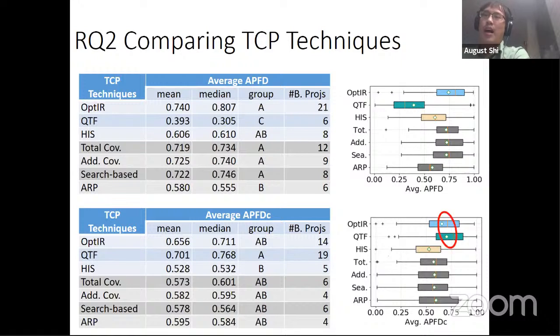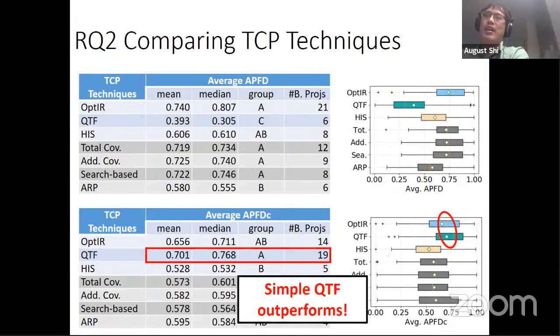For example, the IR-based one is no longer the best technique. The best technique actually is that very simple technique of ranking the quickest test first. It's got the highest mean and median APFDC values. It's in that group A, and it's got the most projects where it has the highest APFDC score. While the other techniques aren't that far behind, they're in group AB, which is kind of second best between A and B, but they're not outperforming anymore.